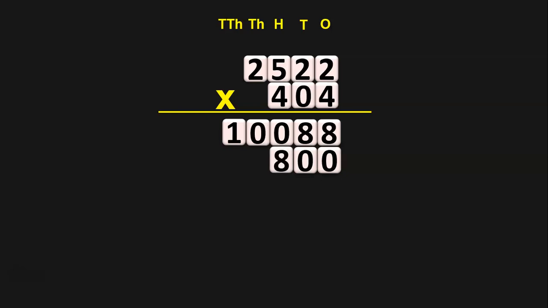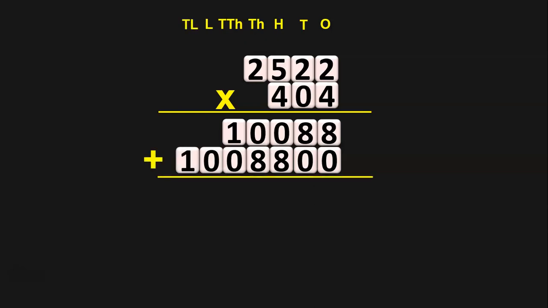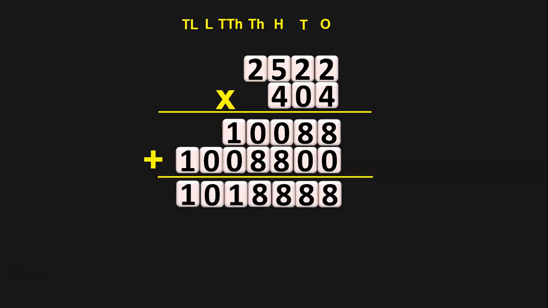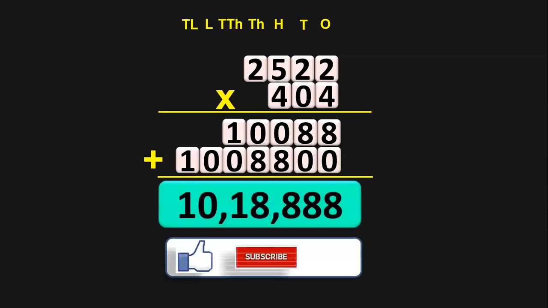So first add zeros in the ones place and tens place and begin multiplication by 4. 4 into 2 is 8. 4 into 2 is 8. 4 5s are 20. 0 carry over 2. 4 2s are 8. 8 plus 2 is 10. 0 in the lakhs place and 1 in the 10 lakhs place. And now add the two numbers. 8 plus 0 is 8. 8 plus 0 is 8. 0 plus 8 is 8. 0 plus 8 is 8. 1 plus 0 is 1. 0 and 1 in the lakh and 10 lakhs place can be taken and written down just like that. So the answer will be 10,18,888.